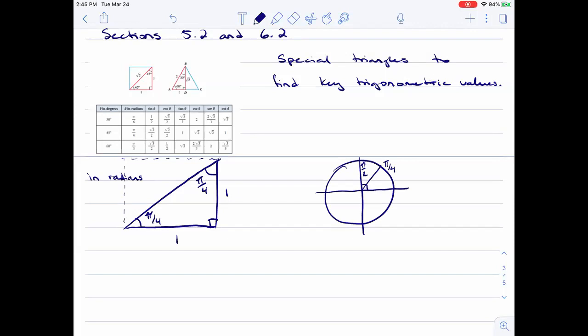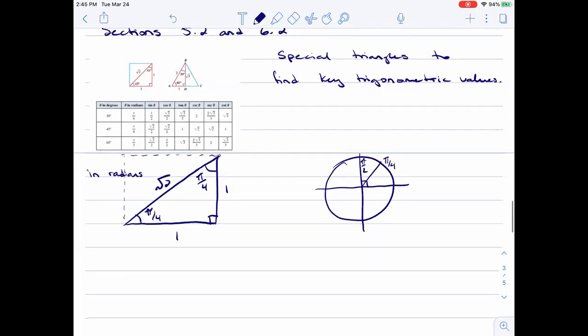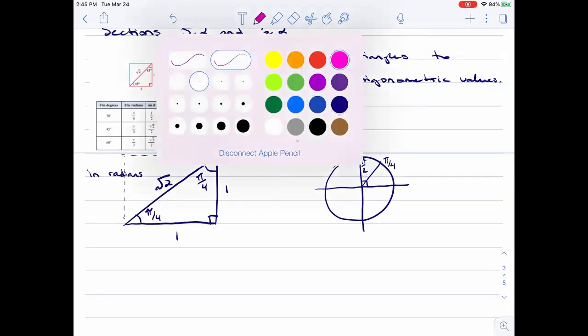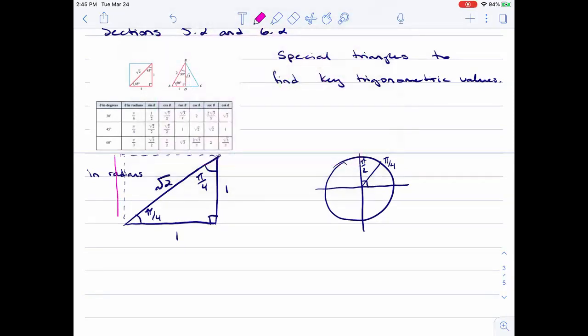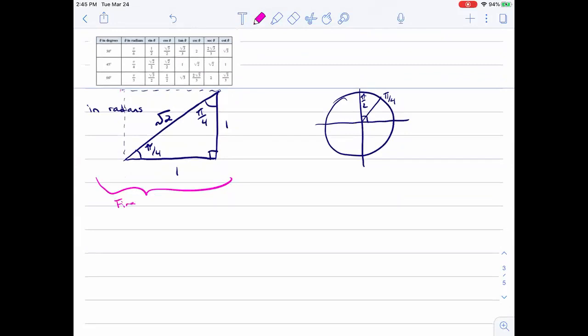By the Pythagorean theorem, this length must be √2. So this here, I would say, is the first special triangle to memorize.